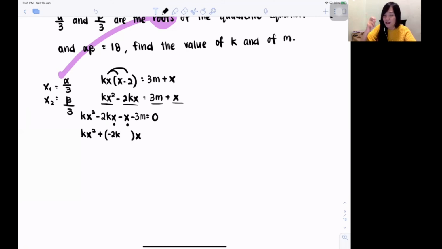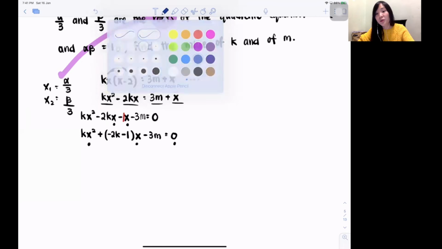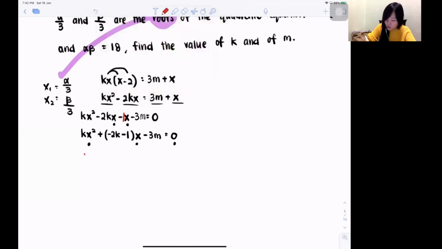So x I pull out, I left negative 2k. The second x I pull out, don't tell me nothing, my dear. Nothing in front, also a 1. Last video already taught you. So that's why x I pull out, I still left negative 1. Please write the 1. Minus 3m equals 0. 1x squared, 1x, 1, 0. Perfect general form.